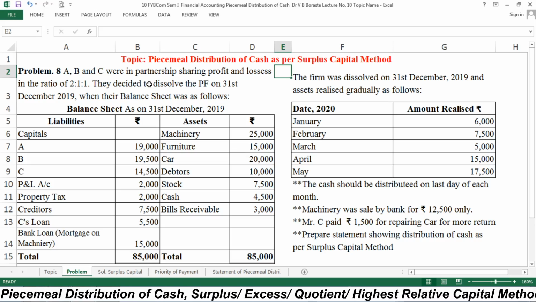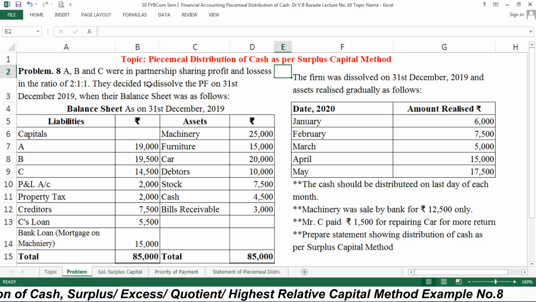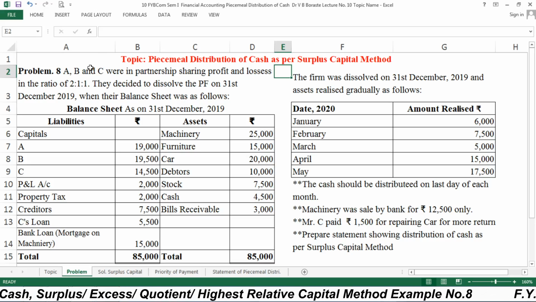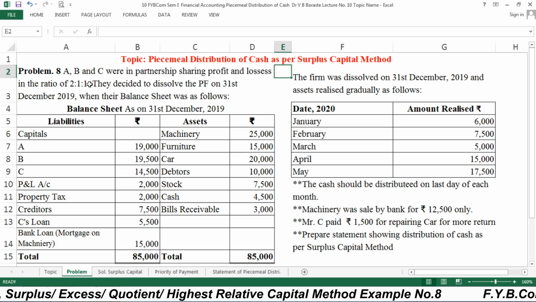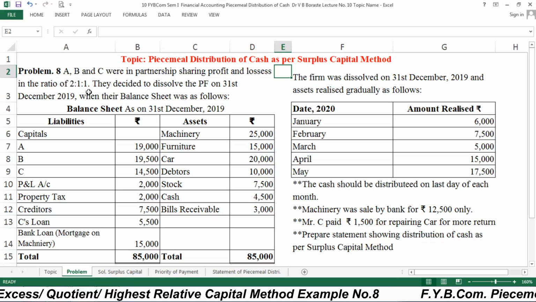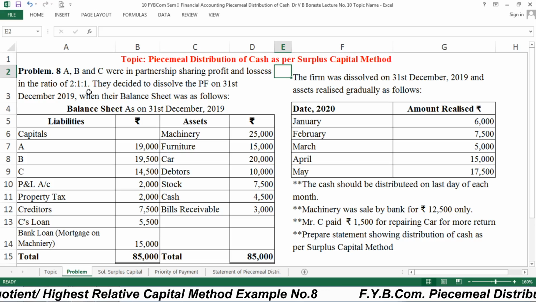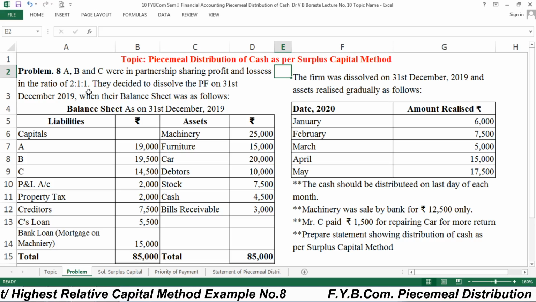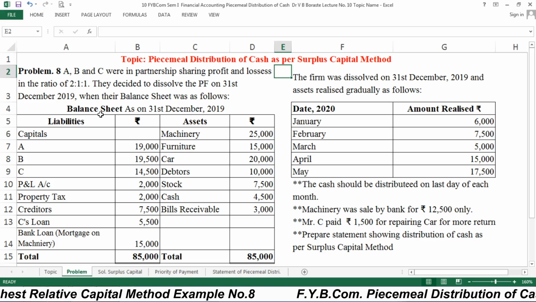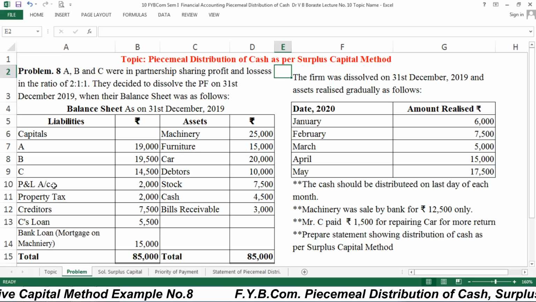So first of all, you can see here the example which is given of a partnership firm. A, B, and C were in partnership, sharing profits and losses in the ratio of 2:1:1. They decided to dissolve the partnership firm on 31st December 2019, when their balance sheet was as follows. So you can see here the balance sheet where you can see the capital of A, B, and C. Profit and loss account is here.